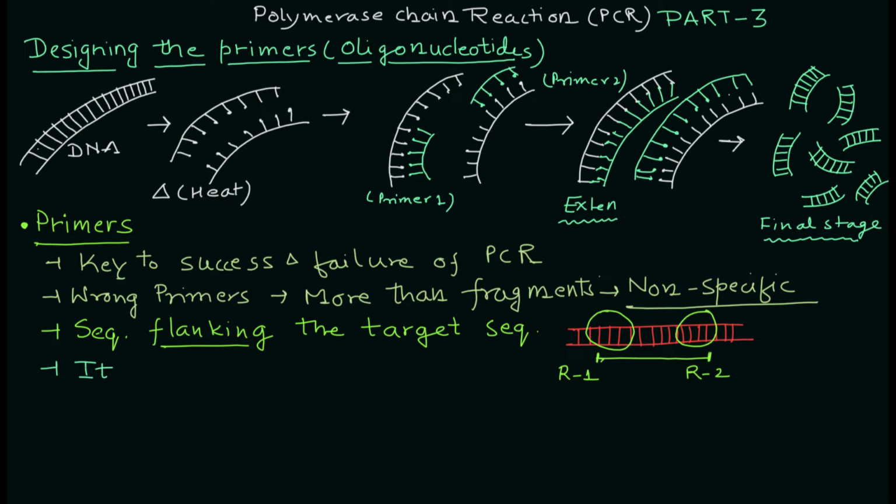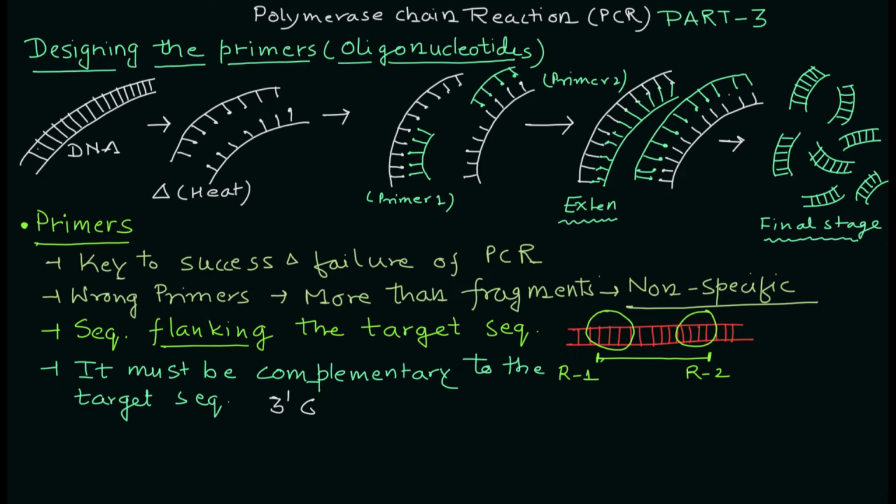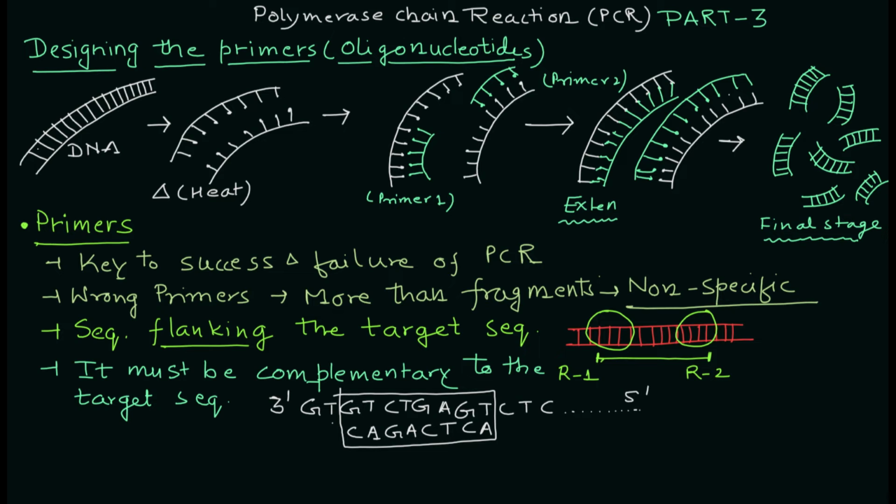Another thing is the primers should be complementary to the target sequence. So that is also very, very important. Now suppose you have a typical sequence of a DNA molecule starting from the 3' end, and it is extended like GT, and then again you have GT, CTG, AGT, and so on. You want to design the primer, and see carefully, this will be the sequence of your primer. It should be the complementary sequence to the target sequence. And then this is the region it's going to bind, and from here the extension is going to happen.